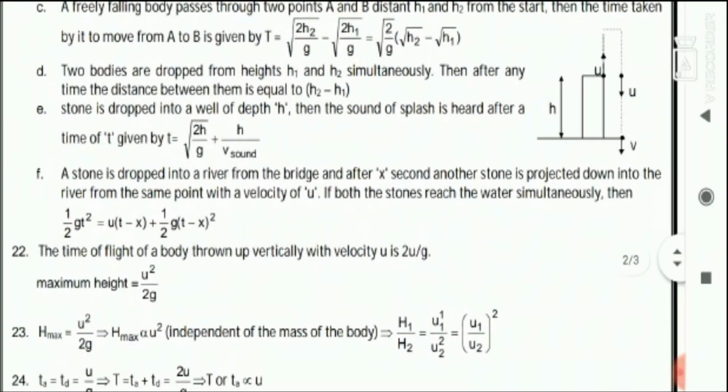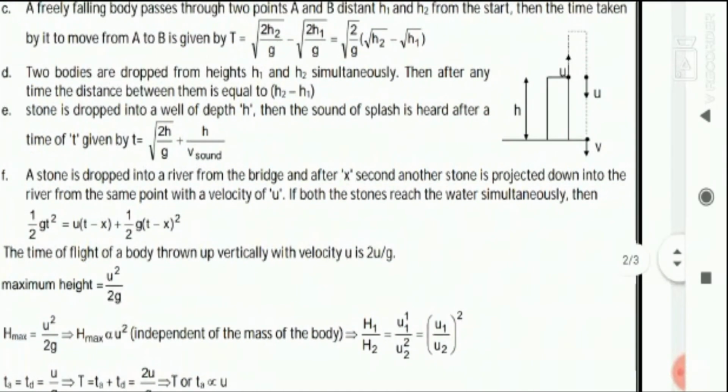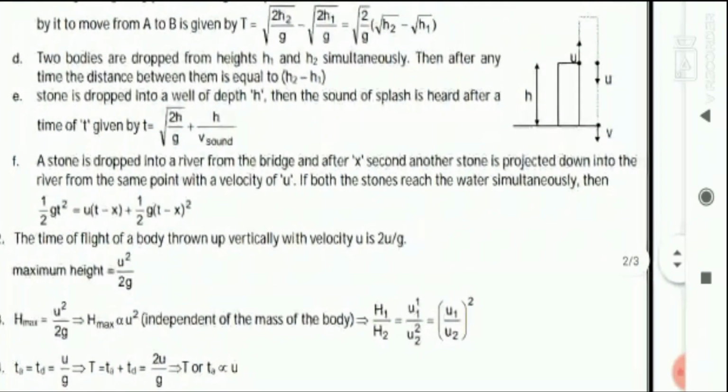Another important point in this one: two bodies are dropped from heights h1 and h2 simultaneously, then after any time the distance between them is equal to h2 minus h1. Simple direct formula. Then a stone is dropped into a well of depth h, then the sound of the splash is heard after a time t, which is given by.